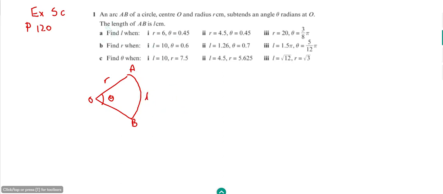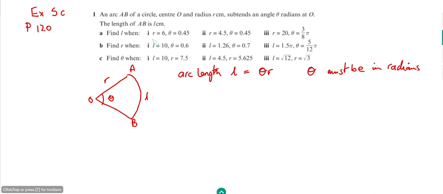So I'm just going to do the first part of A, B, and C. What we're going to use is the formula that the arc length L is equal to theta r, and this is when theta is measured in radians. So theta must be in radians if we're going to use this formula.